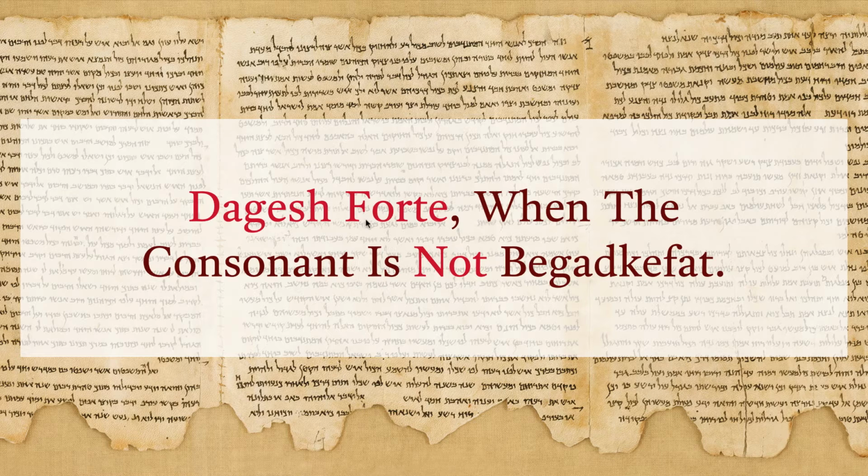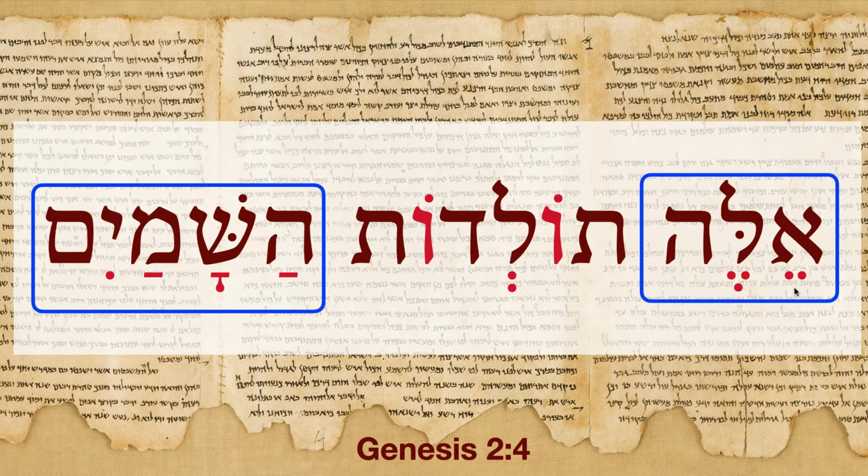But let's look now at Dagesh Forte. That's the strong Dagesh. The strong Dagesh is applied when the consonant is not a Begad Kefat letter. So let's take examples. Here we have this word which we read earlier, Elle. The lamed is pronounced by doubling it. Elle, la is how I pronounced it because of the Dagesh.